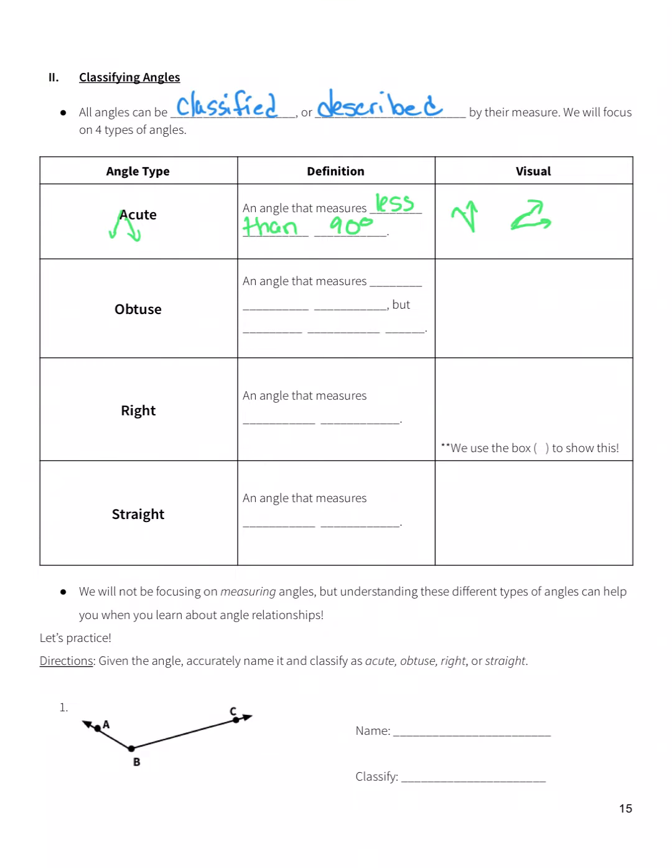Next, we have an obtuse angle. And this is an angle that is more than 90 degrees, but less than 180 degrees. And that's an obtuse angle. So it's more than, so I'm going to have these arrows pointing bigger. And here's an example of an obtuse angle. This is more than 90 degrees.